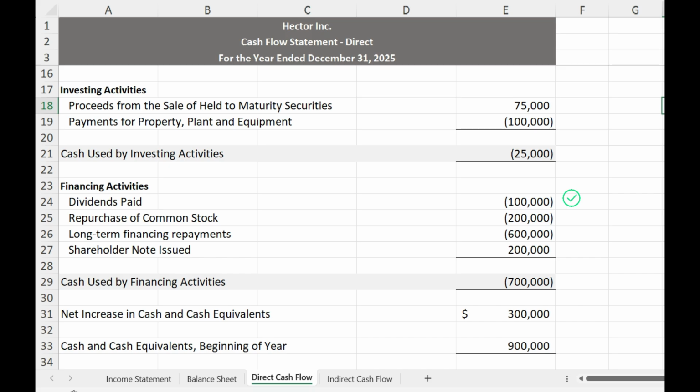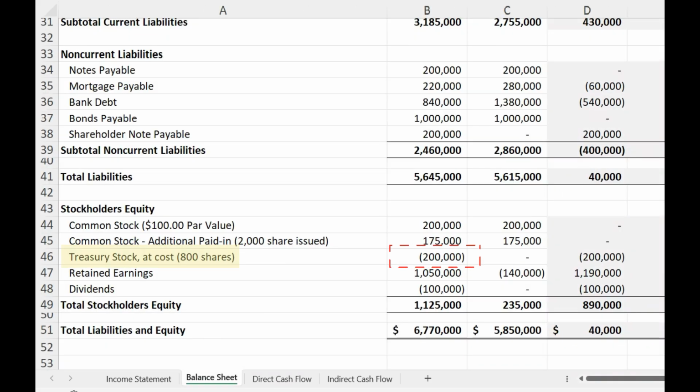Our second category is going to be the purchase of common stock. I'm also going to go to the balance sheet where I can show the treasury stock that has been purchased in the equity section, and I'm going to grab that number because we bought back those shares. That was a use of cash to buy back shares of this company, of Hector Incorporated.